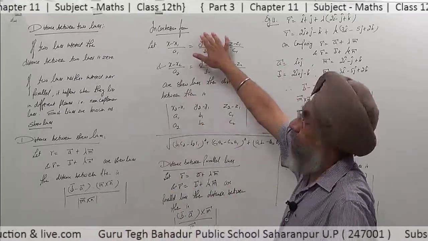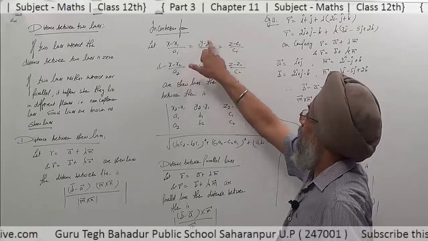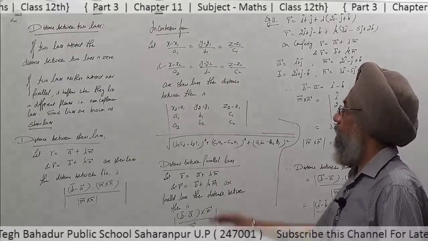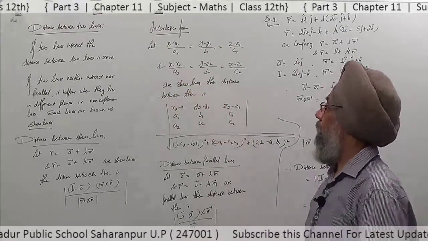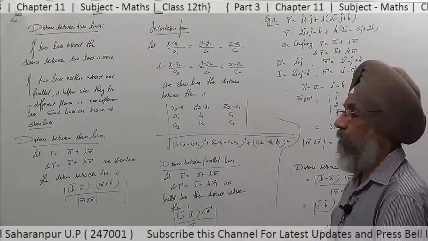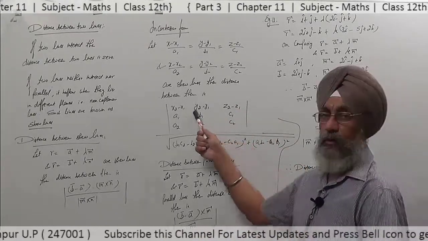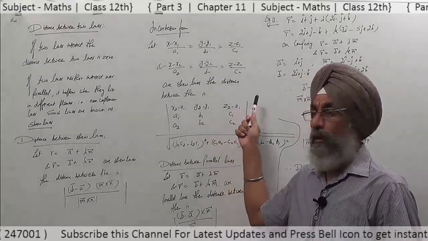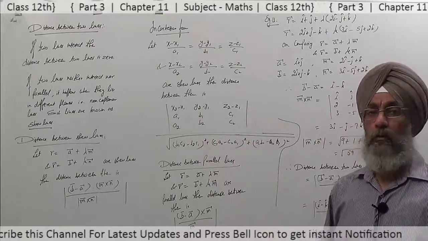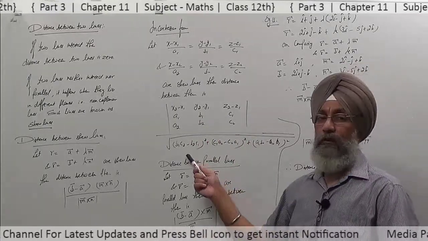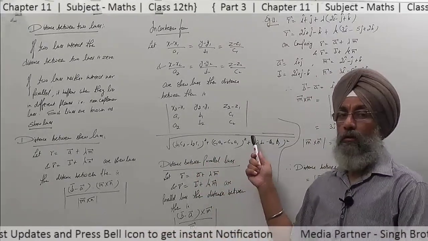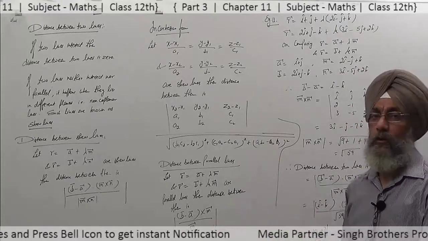In the Cartesian form, if we take the lines as (x minus x1) upon a1, (y minus y1) upon b1, (z minus z1) upon c1, and (x minus x2) upon a2, (y minus y2) upon b2, (z minus z2) upon c2 as the skew lines, the distance between them is given by the determinant of x2 minus x1, y2 minus y1, z2 minus z1; a1 b1 c1; a2 b2 c2, divided by the square root of (b1 c2 minus b2 c1) whole square plus (c1 a2 minus c2 a1) whole square plus (a1 b2 minus a2 b1) whole square.